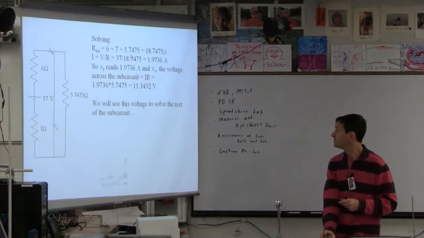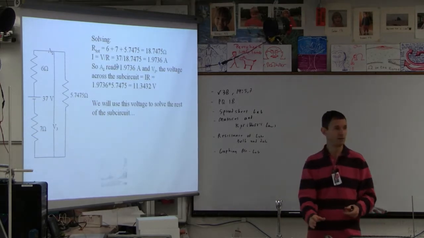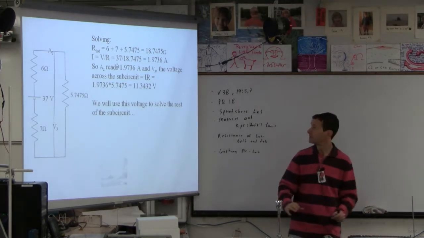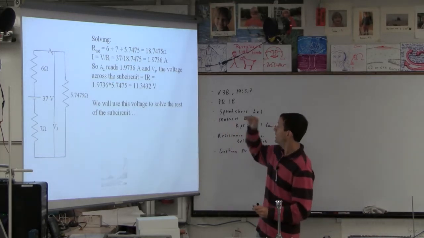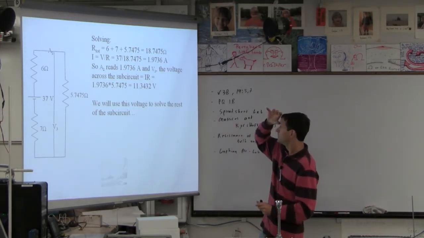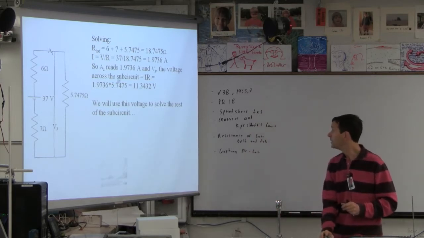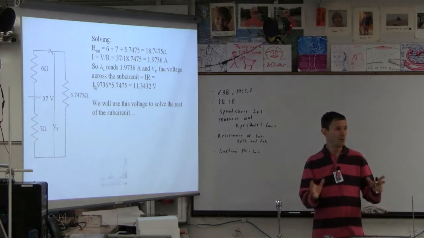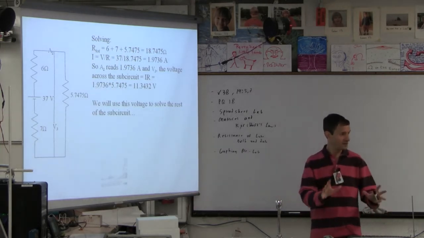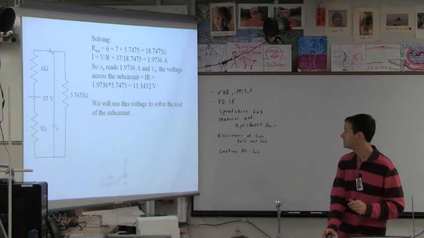Okay, so the first thing we do is we add up all the resistors, and so 6 plus 7 plus that guy is that. The one current, and series circuits have one current, many voltages, right? The one current is 1.9736 amps, right? And that's what A2 reads because it's in the path of that current, right? And then we measure all the voltages. If we wanted the voltages across these guys, it's just I times R. And that's just what we do when we get to a series circuit, right?